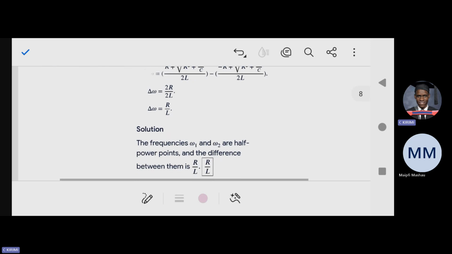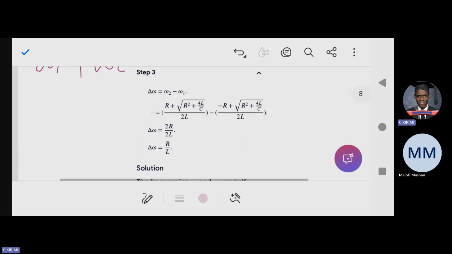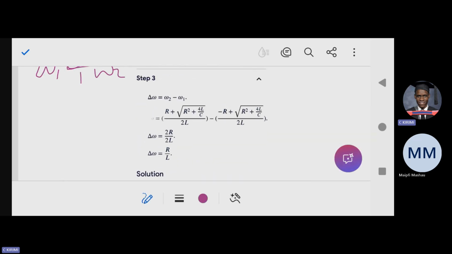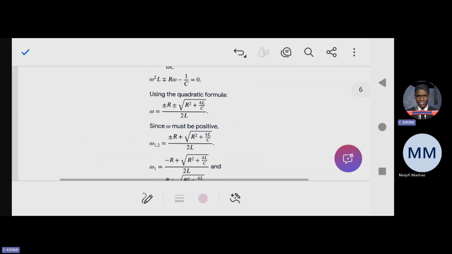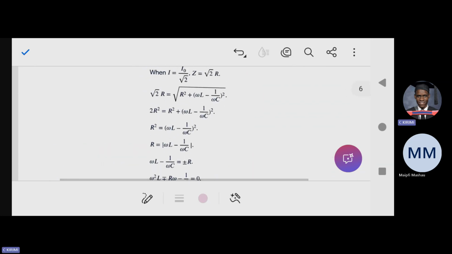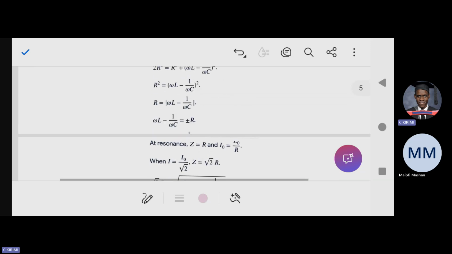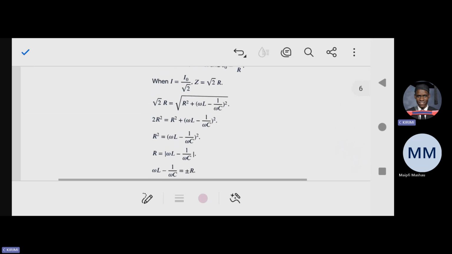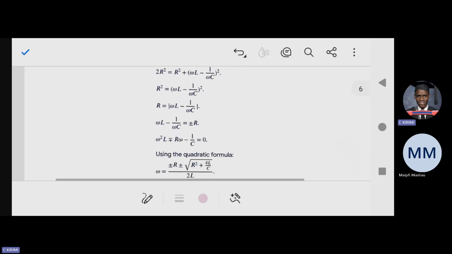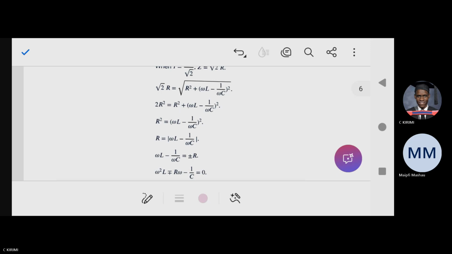Then for showing this, it was easy when there were values cancelling out. We calculated W2 minus W1. But there's something I want to show you about when they were replacing the values. They solved quadratically, as I indicated in the previous recording. But here, how did they change here to come to omega squared?